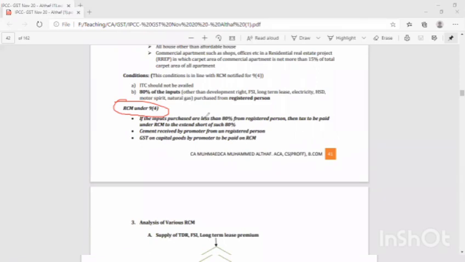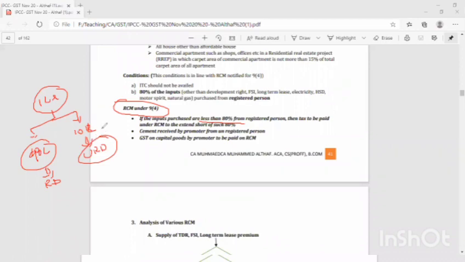They're saying that if a contractor or promoter purchases less than 80% from an unregistered person... For example, a contractor constructing a building requires 1 crore rupees of material. He has purchased 90 lakhs of material from the registered dealer and 10 lakhs from the unregistered dealer. In this combination, there is no problem, because at least 80% should be purchased from the registered dealer. We have purchased 90%, so no problem, no RCM.